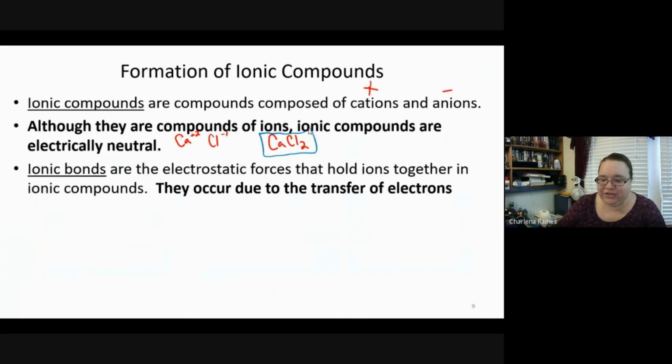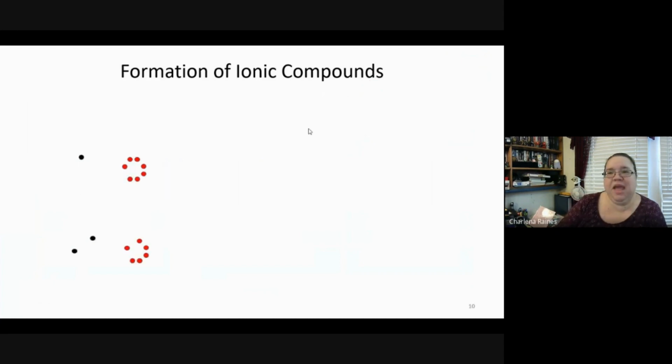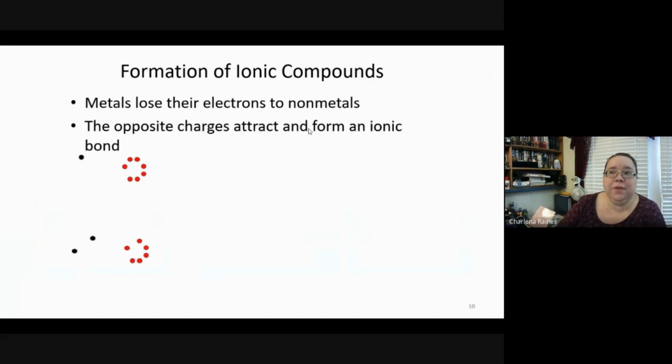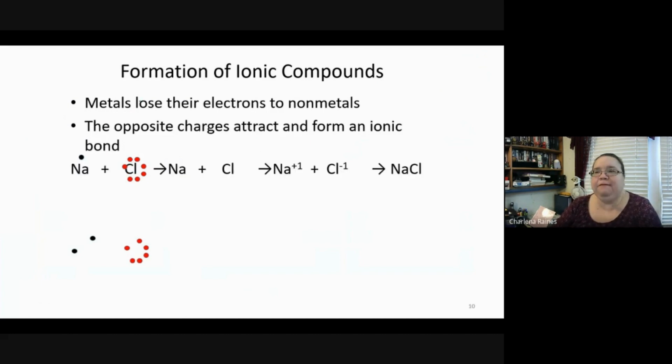Now, if we were trying to look at this in terms of what's actually happening at not quite the exact atomic level, but at the valence electrons level, we can actually see our metals give up their electrons.